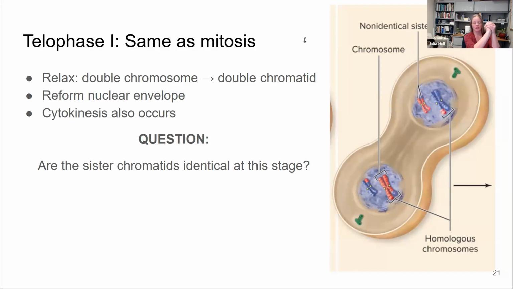So we did prophase 1, we did crossing over. Metaphase 1, we did independent assortment. Anaphase 1, we separated homologous chromosomes and we became haploid. And telophase 1, this looks just the same as it did in mitosis. Okay, we're going to have the chromosomes relax back into the chromatin form, so going from Cheeto to spaghetti form. We're going to rebuild that nuclear envelope, and cytokinesis is going to occur at the same time. So at the end of meiosis 1, we end up with 2 cells.